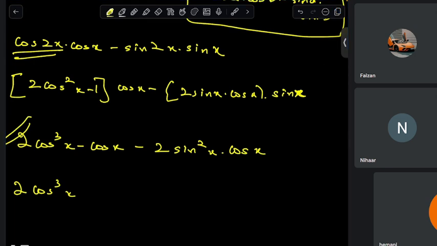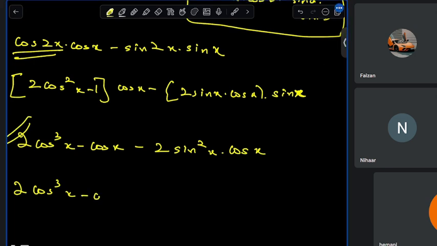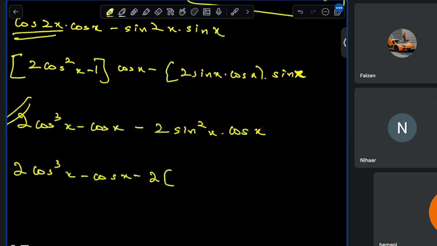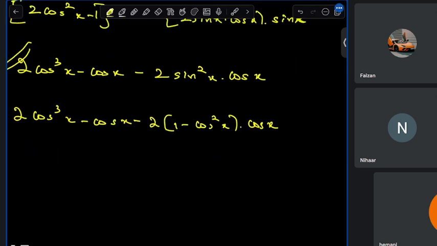Sin square, yeah. You want that sine square in terms of cos square. What is the only thing which relates both of them? 1 minus cos square. That's all. 1 minus cos square x as it is, dot cos x. Now check this step, all are in cos. Algebra, I'll be getting the answer: 2 cos cube x as it is, minus cos x also as it is.